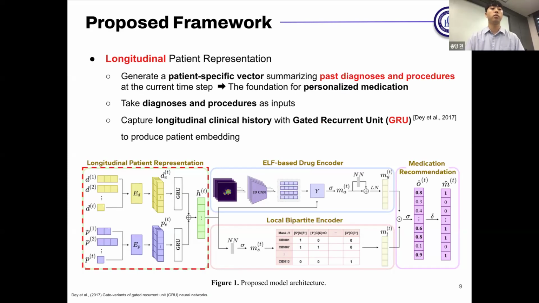First, we focus on the longitudinal patient representation. At each time step, we generate a patient-specific vector summarizing past diagnoses and procedures. We take diagnoses and procedures as input and process the longitudinal clinical history with a GRU to produce the patient's embedding.